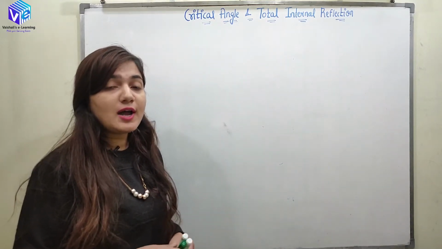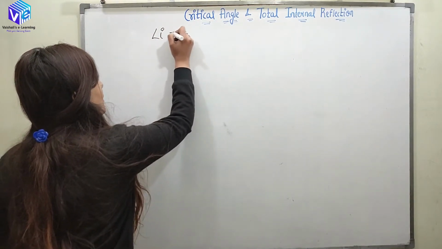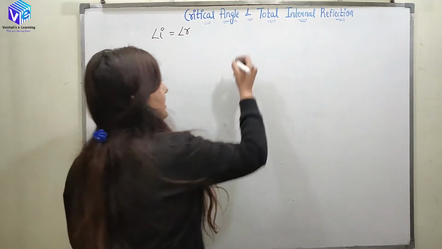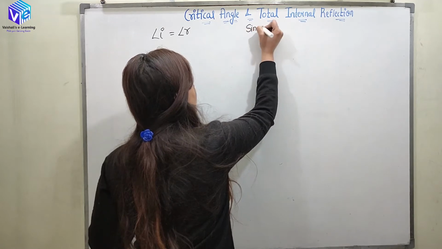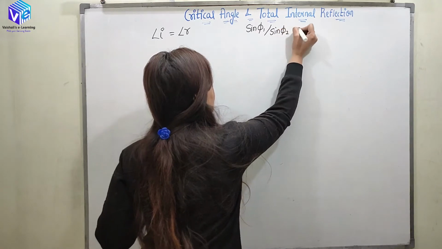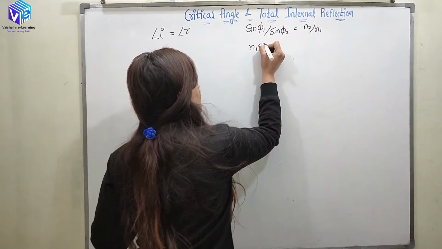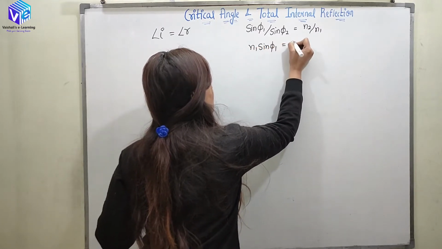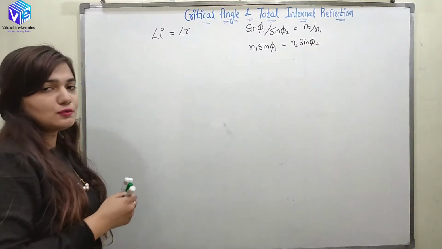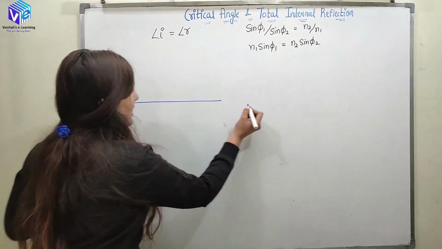In the previous video, I talked about two laws. The first law says that the angle of incidence is equal to the angle of reflection, and the second law, given by Snell's law, I told you: sine phi 1 upon sine phi 2 is equal to n2 upon n1, or I can say n1 sine phi 1 is equal to n2 sine phi 2. So these are the two laws that we had already talked about. Now coming to the light rays.